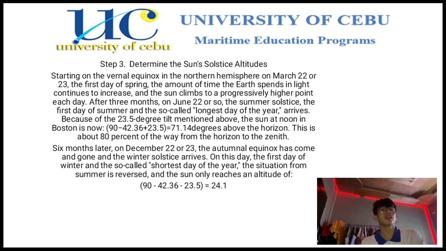Six months later, on December 22 or 23, the autumnal equinox has come and gone and the winter solstice arrives. On this day, the first day of winter and so-called shortest day of the year, the situation from the summer is reversed, and the sun only reaches an altitude of 90 minus 42.36 minus 23.5, which equals 24.1 degrees.